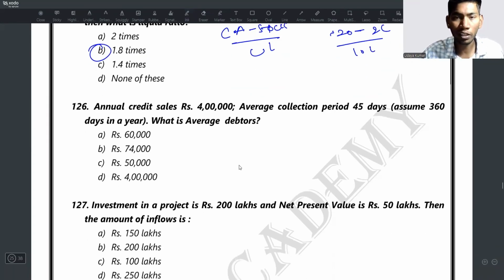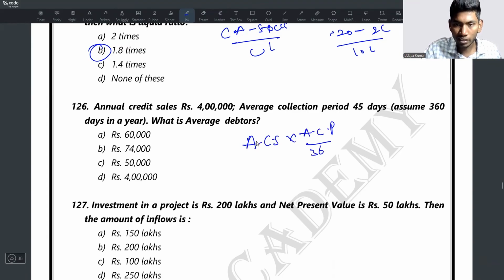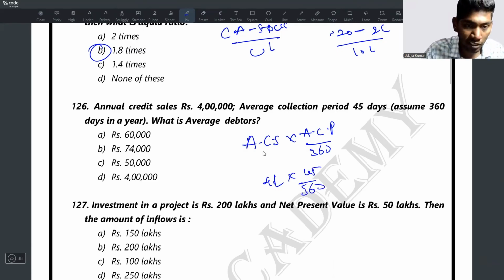Annual credit sales rupees 44 lakh. Average collection period 45 days. What is the average debtors? Now they are asking us to calculate the average debtors, which is equal to annual credit sales into average collection period divided by 360, because it is given that we assume there are 360 days in a year. So annual credit sales into average collection period divided by 360 days. The calculation is 4 lakh into 45 divided by 360. If you calculate, the answer for average debtors is 50,000.